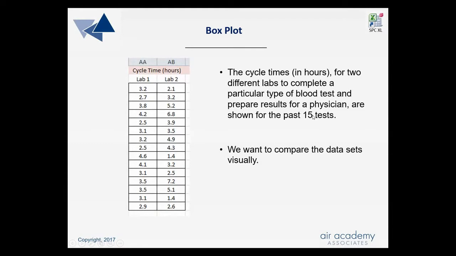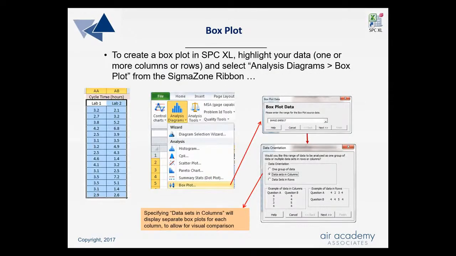But nonetheless, let's take a look at what it looks like when we get a box plot. Let's suppose we're comparing two different laboratory times. Smaller is better. The unit of measure is in hours. We're looking at the cycle time for a lab to complete a special type of blood test, and we want to compare the two data sets. This is a typical application of a box plot. We sometimes have more than two groups of data, but in this case there are only two.